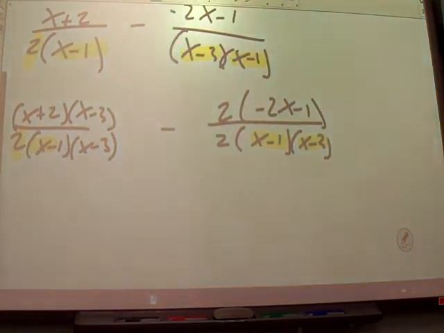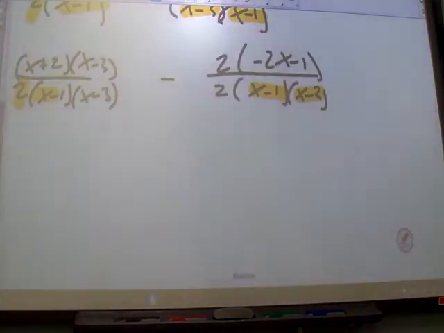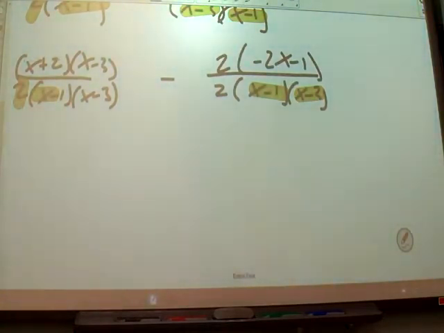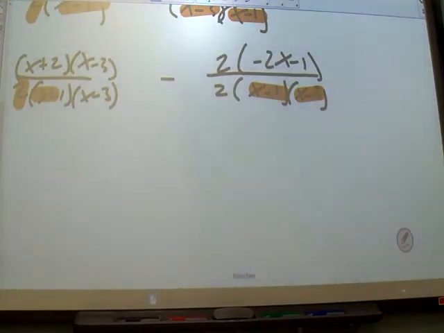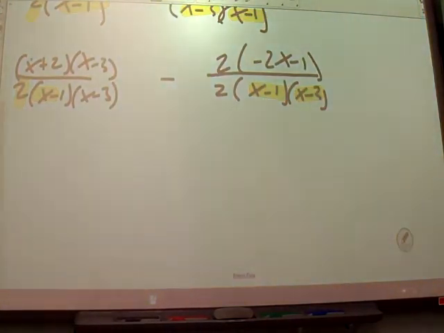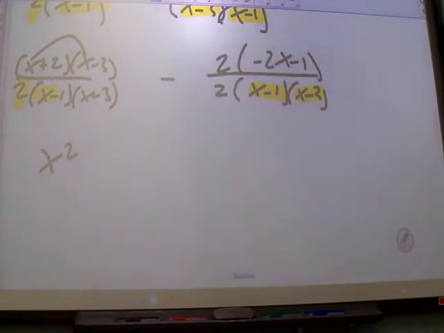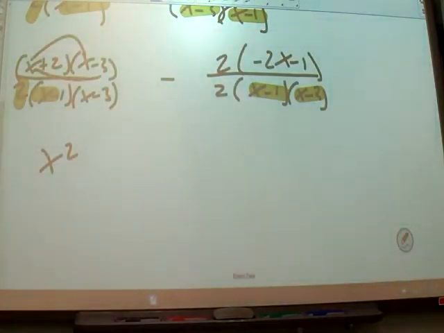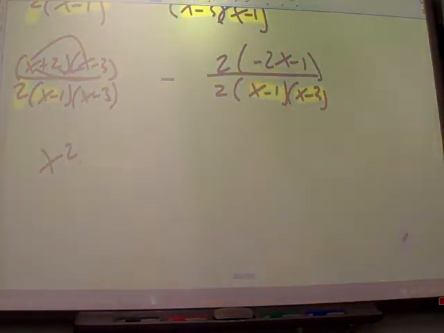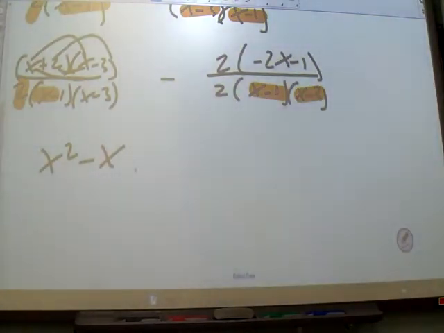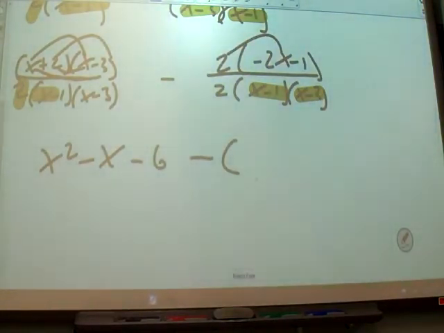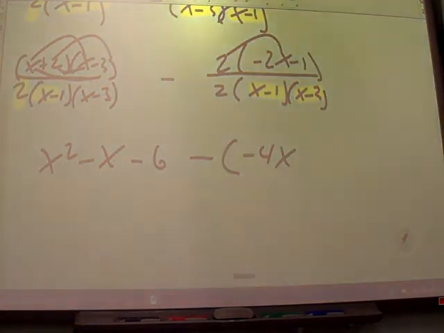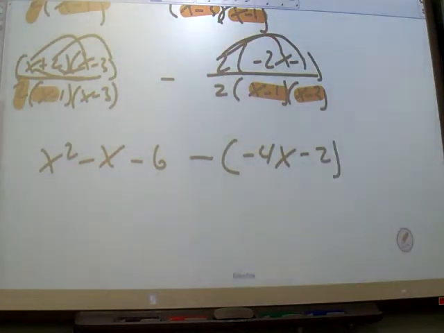Okay, before we start, we got common denominator now, so we're going to be able to subtract here in a minute. But if I'm going to subtract, I need to go ahead and multiply this numerator. So that makes an x squared. When I FOIL that, that's a minus 3x and a plus 2x, which is a minus x. And then I got minus 6. Now I'm subtracting, because it's a subtraction problem. So I'm subtracting negative 4x minus 2.